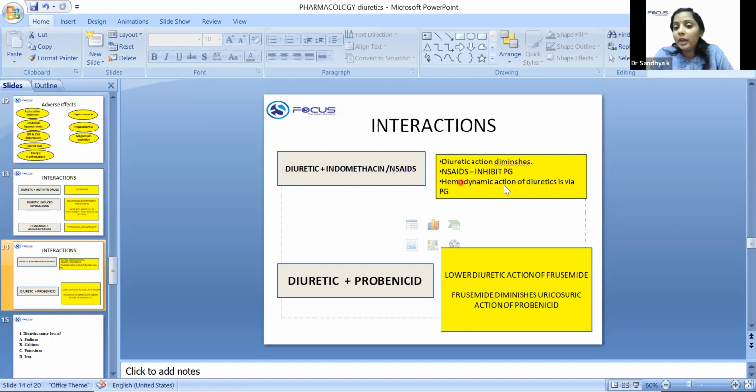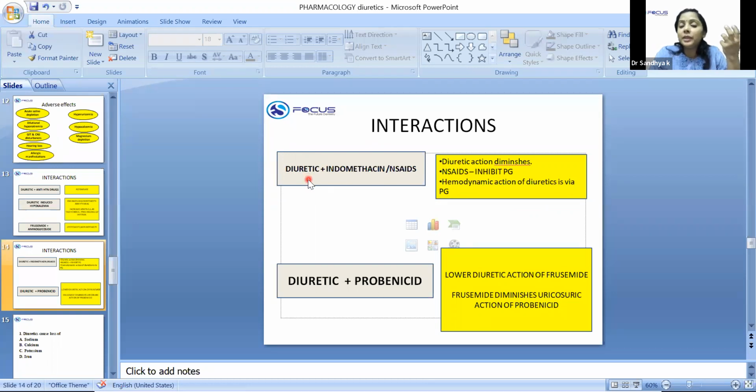This hemodynamic action of diuretic is mediated by prostaglandin. So what will happen? We are giving NSAID. Prostaglandins are all inhibited. There is no prostaglandin. So the hemodynamic action of diuretic will be reduced, or in other words, the diuretic effect will be reduced.